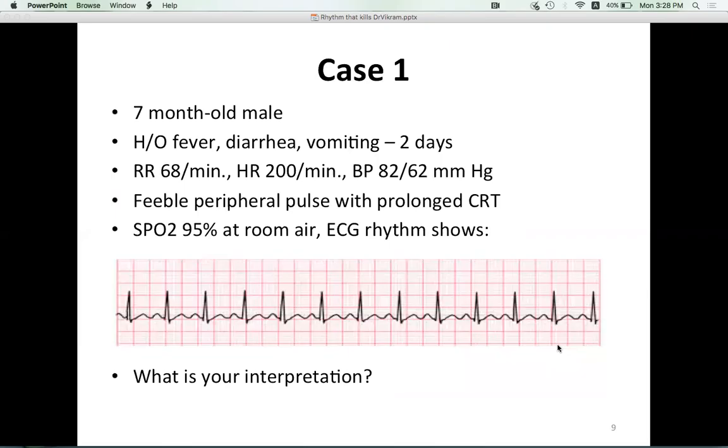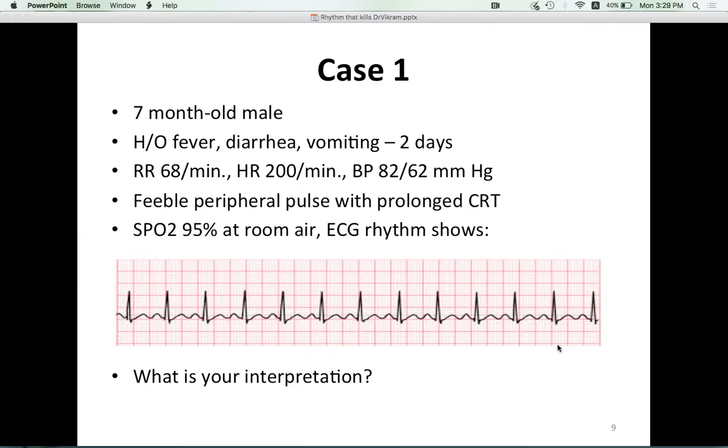So let us look at a case first. A 7-month-old child is brought to you with a history of fever, diarrhea, and vomiting for 2 days. Respiratory rate is 68 per minute. Heart rate is 200 beats per minute. BP is 82 by 62 millimeter of mercury. The patient has feeble peripheral pulses with prolonged capillary refilling time.